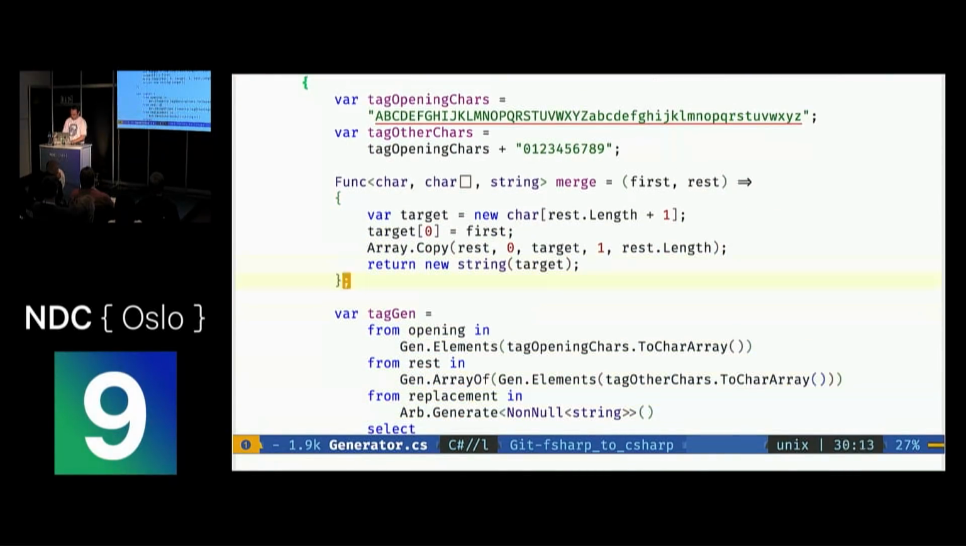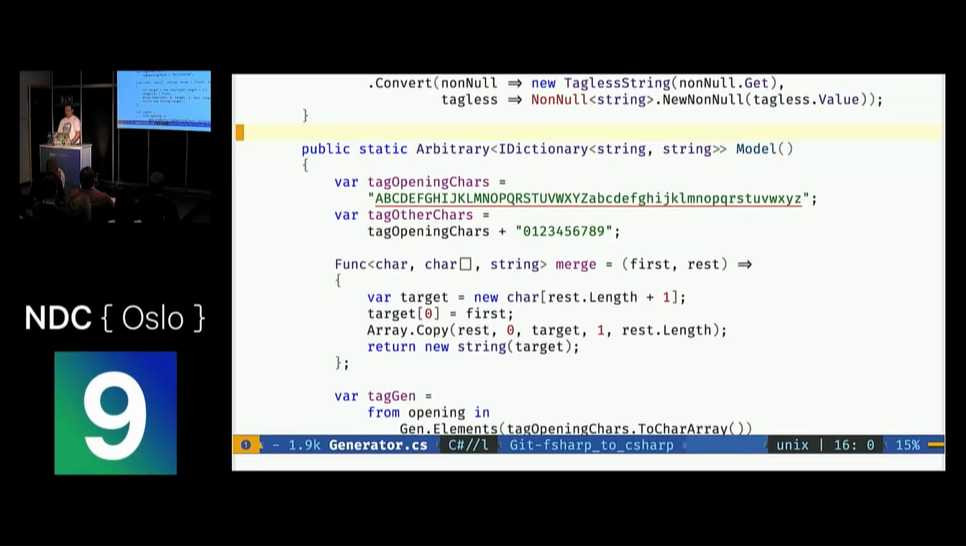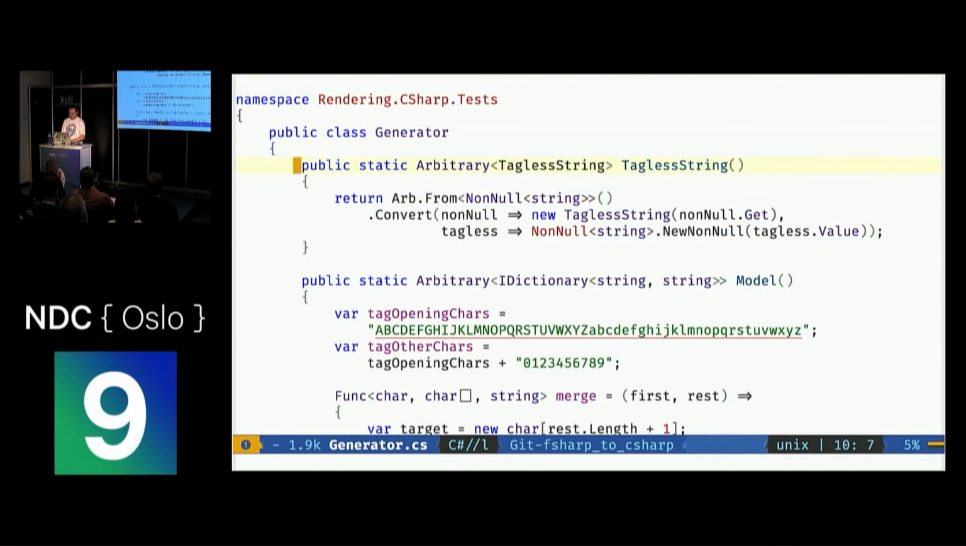So this is what your generator starts looking like. We're going to have an arbitrary of iDictionary. Here we're doing something slightly different. We've actually defined our own class, and we're using the class as kind of a flag to FsCheck of sometimes we'll want to generate tagless strings and sometimes we won't.